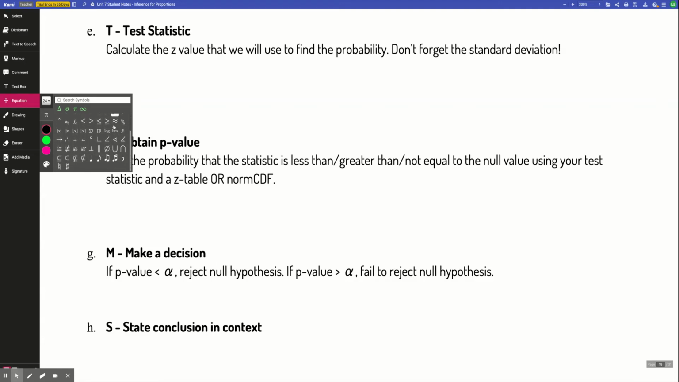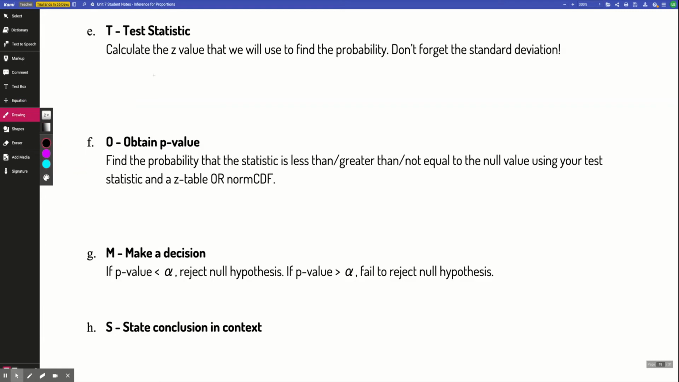This is not going to give me the symbols that I want, unfortunately, so I'm going to have to write this out. Totally fine. Okay. So in order to find a Z value, we need our data point, which is P hat. We need our true population proportion, which is P. And then we also need our standard deviation, technically the standard deviation of our sampling distribution, okay? And then after that, we can calculate Z.